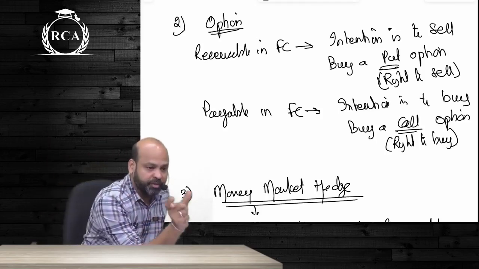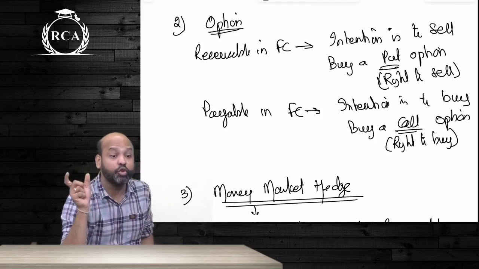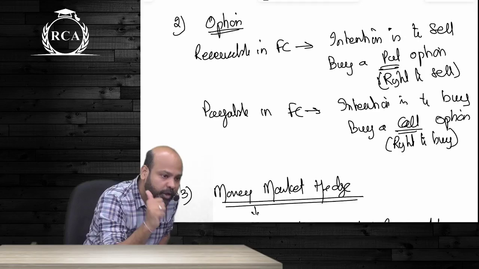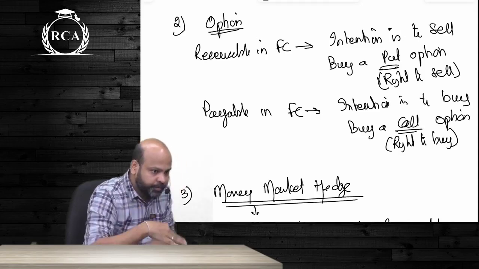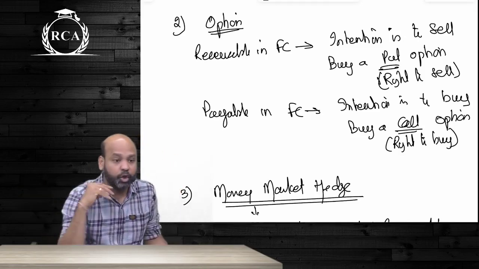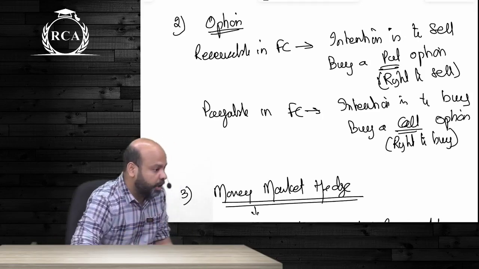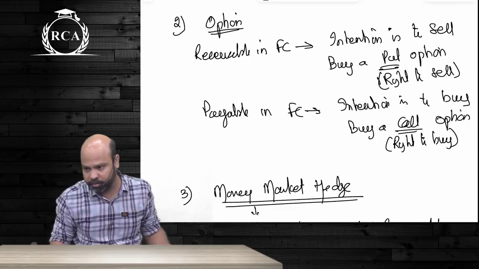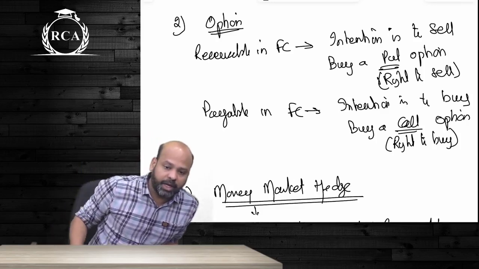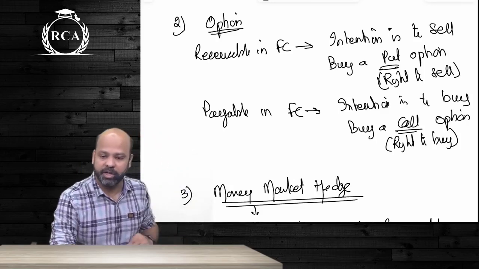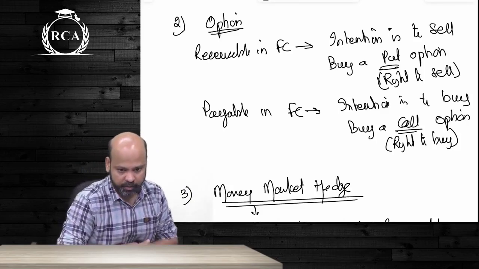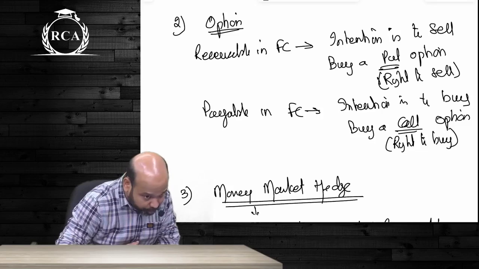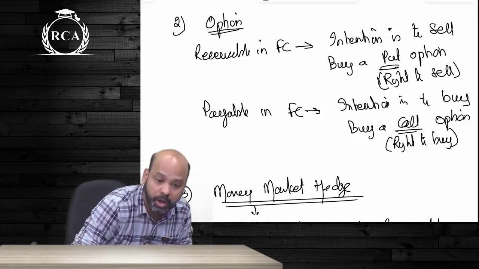If you have a receivable in foreign currency, your intention is to sell foreign currency. If your intention is to sell foreign currency, guys, what will you do? You should enter into a put option if foreign currency is the commodity. You will enter into a call option, guys, if home currency is the commodity. Yes or no, guys? In case you have a foreign currency payable, your intention beta will be to buy foreign currency. In case foreign currency is the commodity, you enter into a call option. If home currency is the commodity, you enter into a put option.